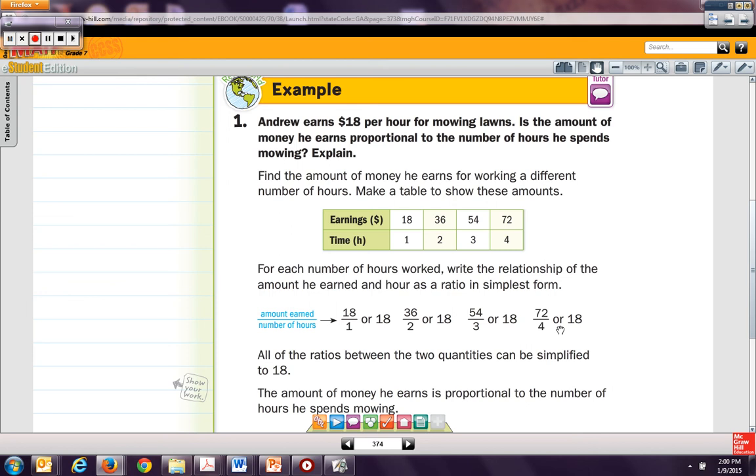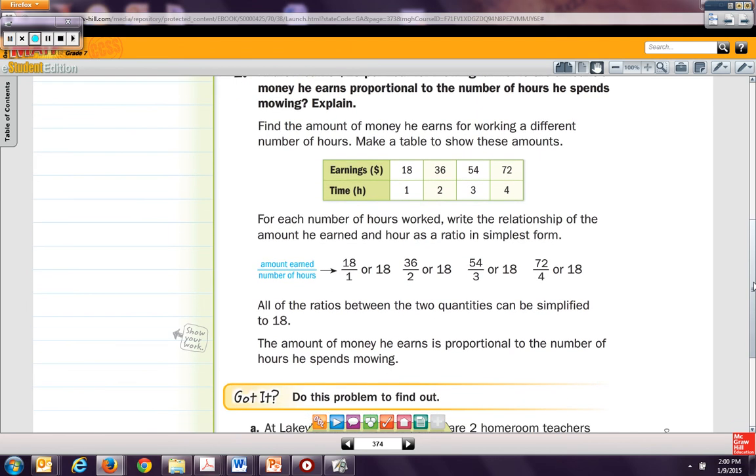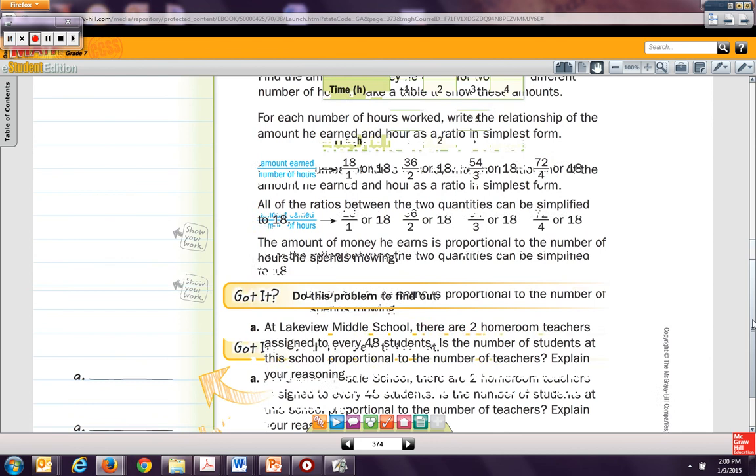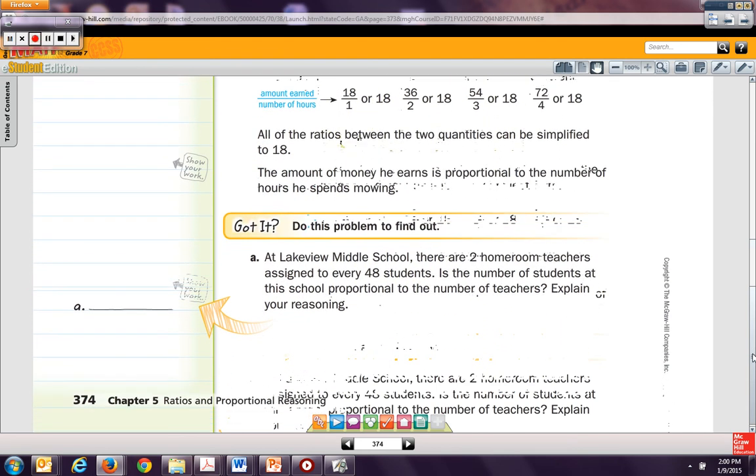So that is constant. Now if he earned a tip on top of that, that would make it not proportional. Okay, so then all of the ratios can be simplified. They all are equivalent to 18. So let's look here at this example.